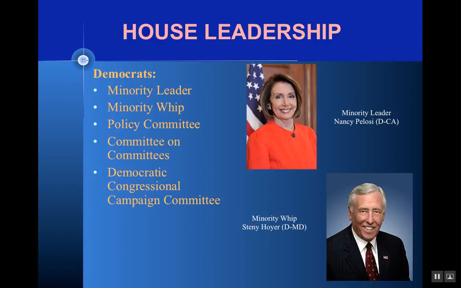Then the minority whip is Steny Hoyer. Of course, he does the same stuff as the majority whip, kind of works towards trying to encourage all of the Democrats in the House to do the things that the Democratic Party wants them to do, to push forward and kind of force compromise, and force them to be able to get a majority, right? That's kind of the point of the whips.